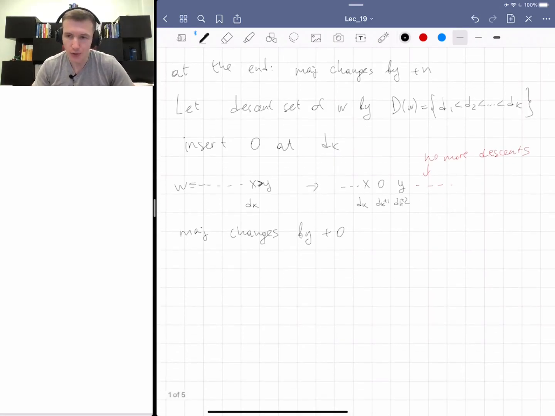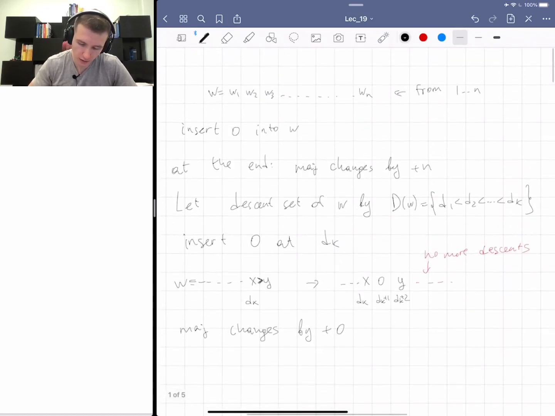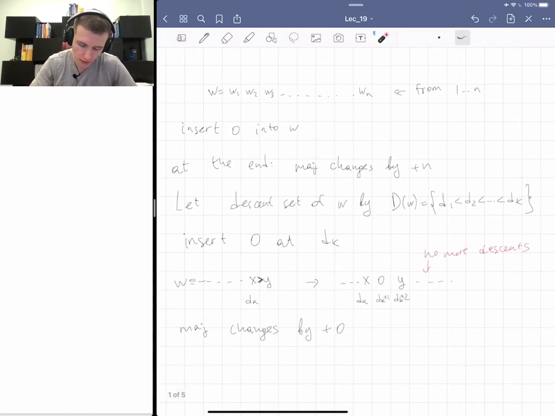For those of you who have just joined, I'm trying to explain rigorously the bijection from the last lecture. In particular, why can I insert 0 into a word which contains integers between 1 and n in such a way that the major index changes by any value that is given to me beforehand, and each value occurs exactly once.